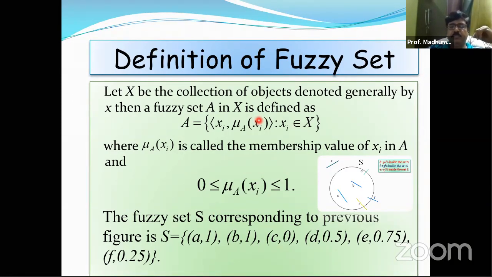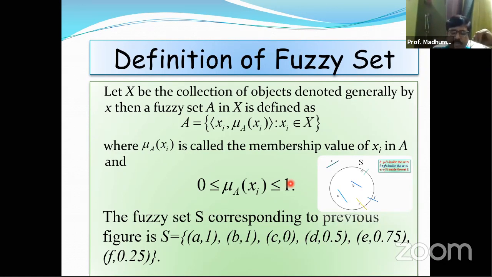If it is 0, then the element xi is completely outside the set. If mu A of xi is 1, then the element is completely inside the set A. If it lies between 0 and 1, then that element partially belongs to the set A. So this is the mathematical representation of the fuzzy set, and the membership value should lie between 0 and 1, as I have already mentioned.